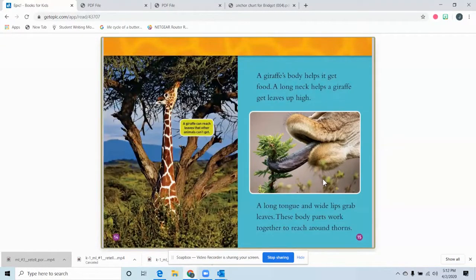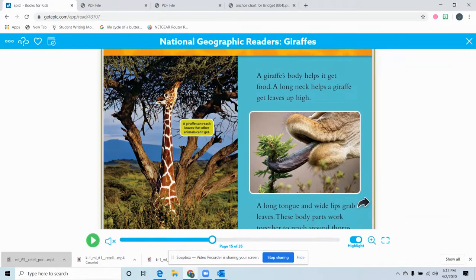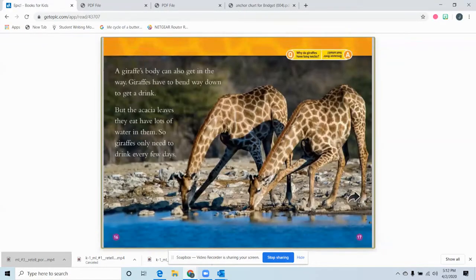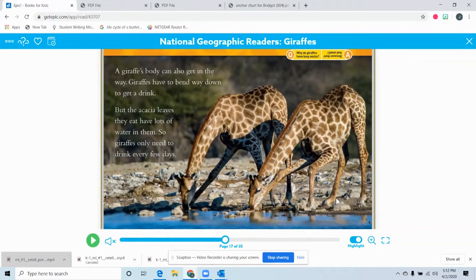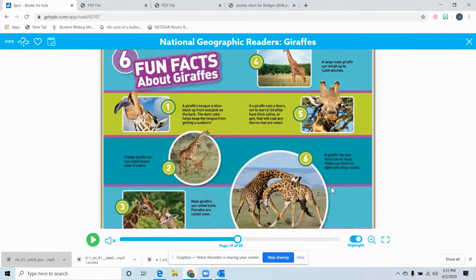A giraffe's body helps it get food. A long neck helps a giraffe get leaves up high. A long tongue and wide lips grab leaves. These body parts work together to reach around thorns. The giraffe's body can also get in the way. Giraffes have to bend a long way down to get a drink, but the acacia leaves they eat have lots of water in them. So giraffes only need to drink every few days. That's the end of that section.